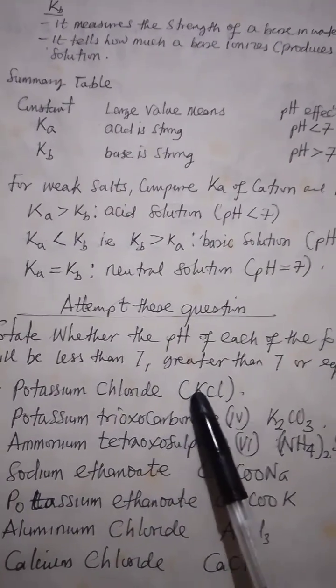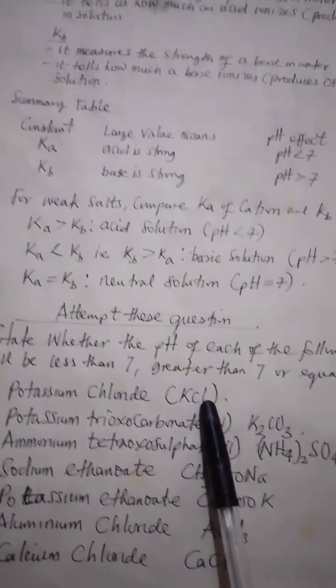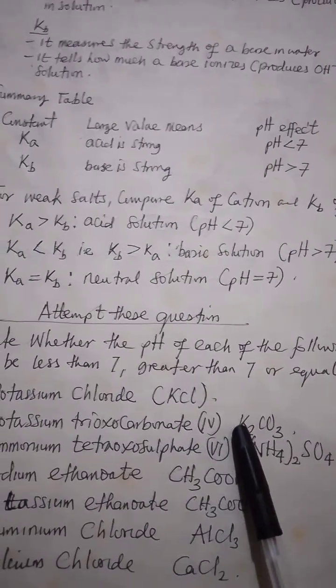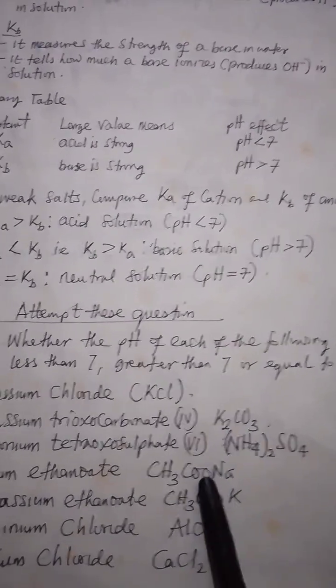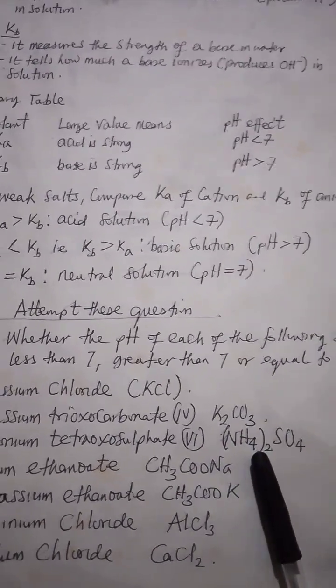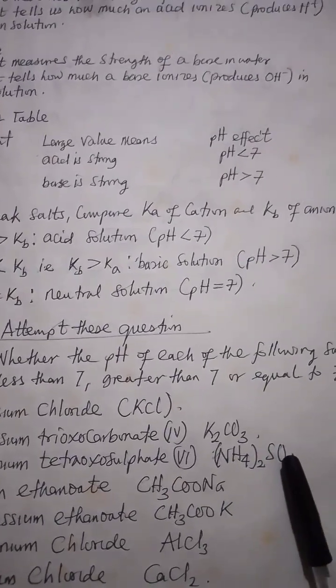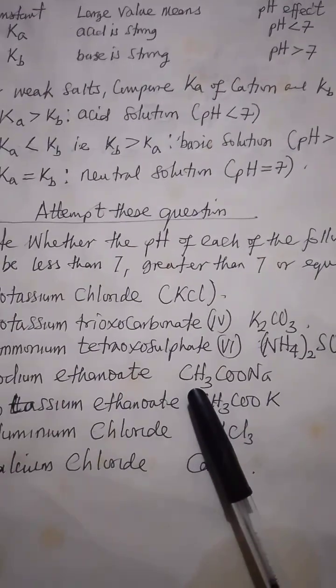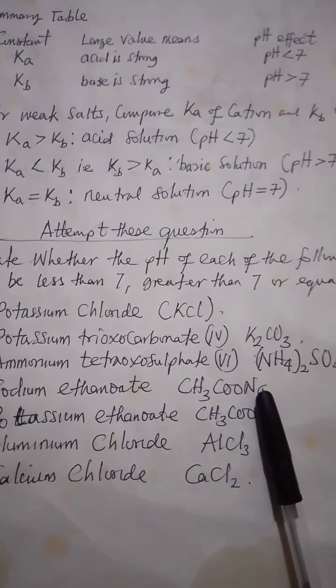Potassium chloride, KCl: K is from a strong base, Cl is from a strong acid, so you know what that means. K is from a strong base, CO3 is from a weak acid, you know what that means. NH4 is from a weak base, SO4 is from a strong acid, you know what that means. CH3COO is from a weak acid, Na is from a strong base, you know what that means.